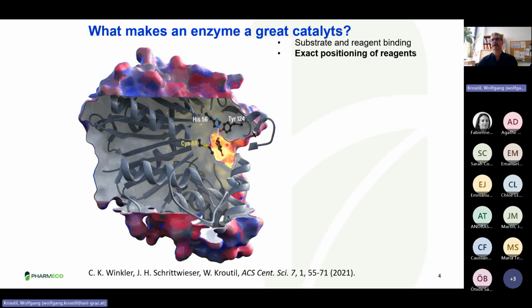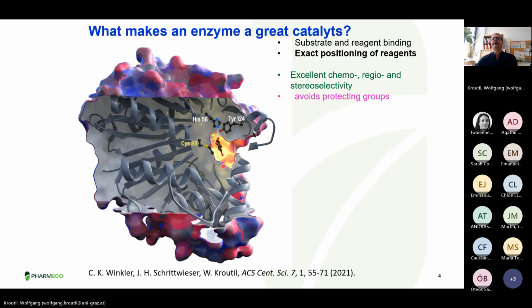So this exact binding to each other is one of the important aspects of an enzyme, and I think why it's useful. Because as a consequence, it allows us to do very selective, regioselective, chemoselective, and stereoselective reactions. So this is due to this positioning. Additionally, due to this positioning, we do not need protecting groups in many cases. So this is maybe an additional advantage.